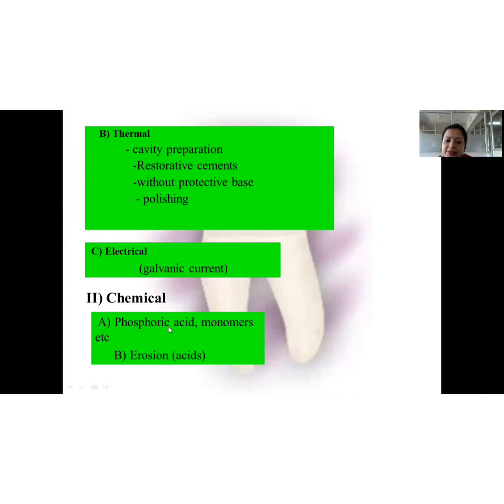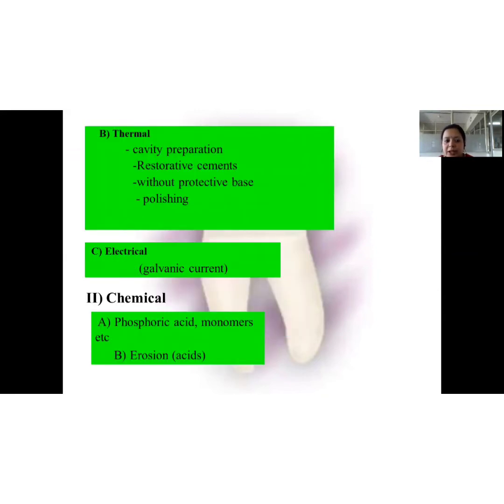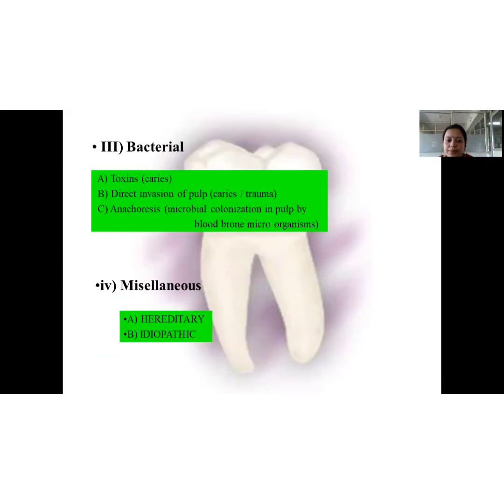Chemical is certain acids and monomers like we use in our dental materials, so phosphoric acid and monomers, etc. And the use of excessive harsh drinks may lead to erosions, and they may lead to pulpal pathology. So that is chemical. First that was physical. In physical it is mechanical, thermal, electrical, and chemical. In chemical, the use of acid and erosions.